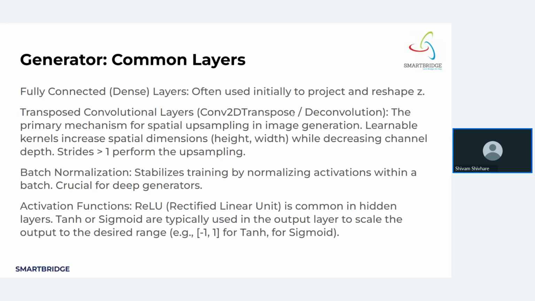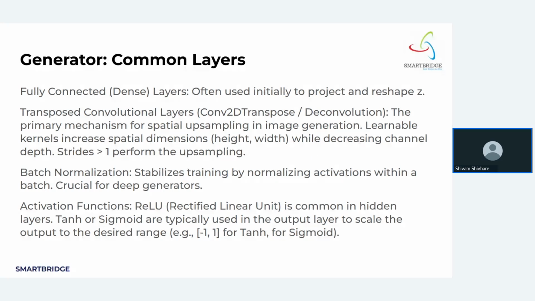Okay, it is often used to initialize the project and reshape the size. So they start reshaping this. Z is considered as noisy data. Okay, reshape and transpose convolution layer, or deconvolution layer. So they will use convolution layers and a mechanism for partial upsampling in image generation.